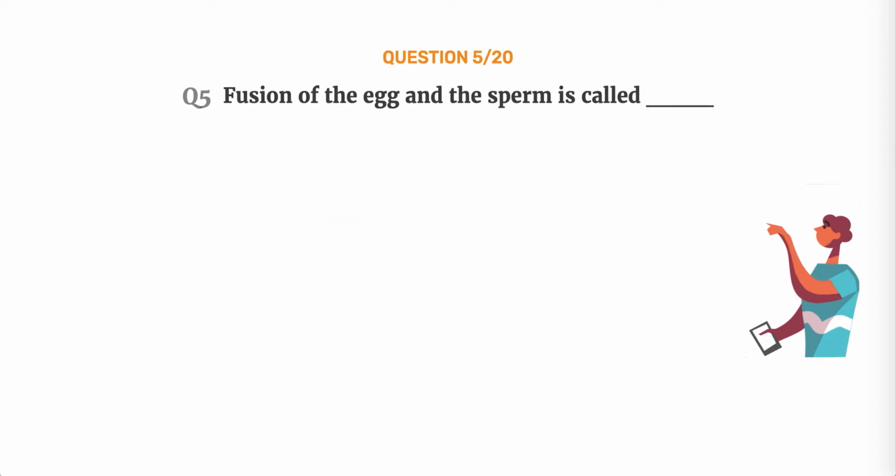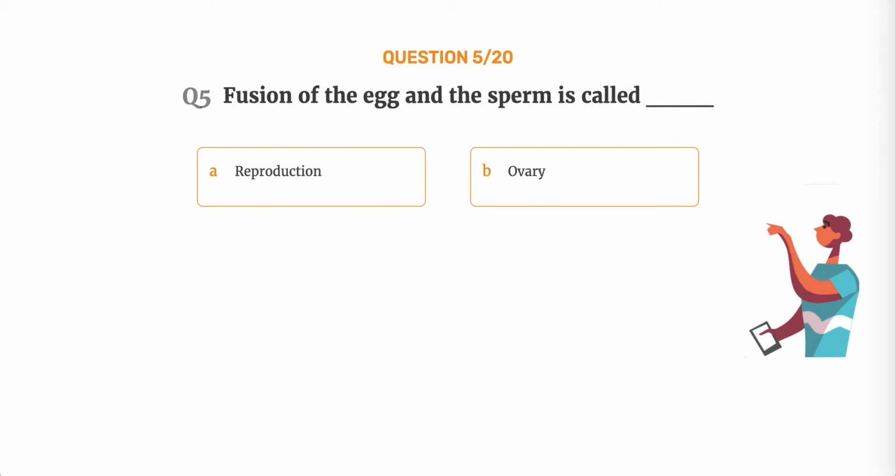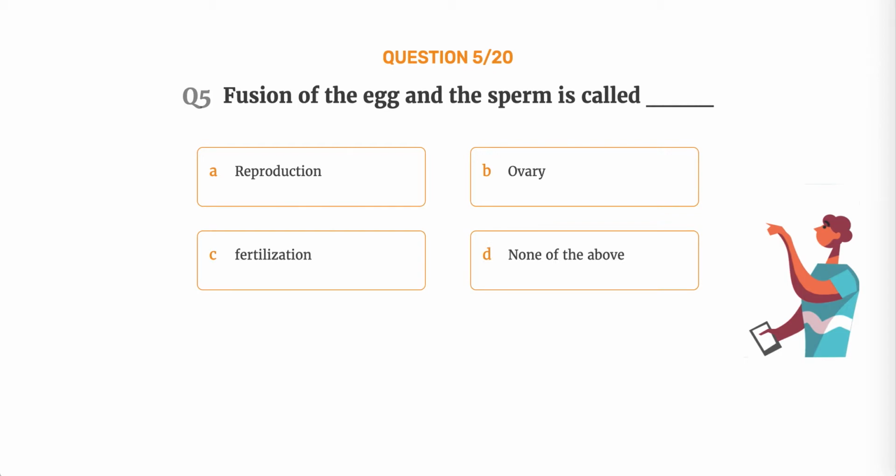Question number 5. Fusion of the egg and the sperm is called underscore. Option A. Reproduction. Option B. Ovary. Option C. Fertilization. Option D. None of the above.